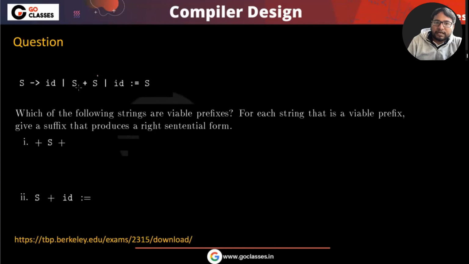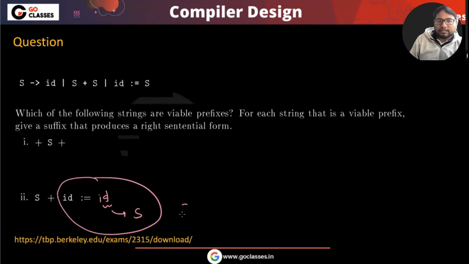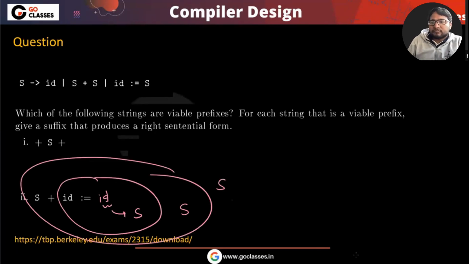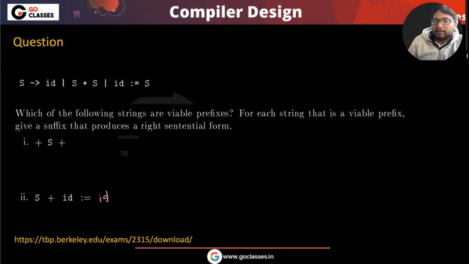I think this is S. S plus. If you append capital S, or maybe you can append ID, then this ID will finally get to capital S, and then this whole thing can get to the capital S. So what are the terminals that you can append here to tell whether we can reach the start symbol or not? ID. You can append ID here. So is this a viable prefix? This is always a viable prefix if you can append something and then go to the start symbol.